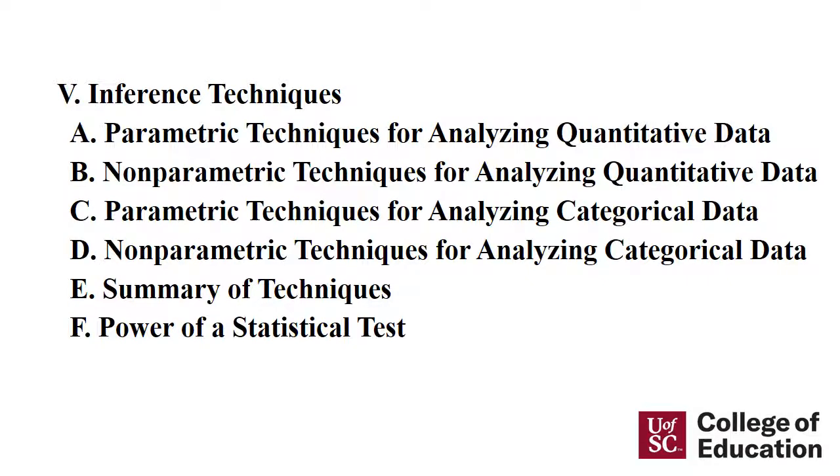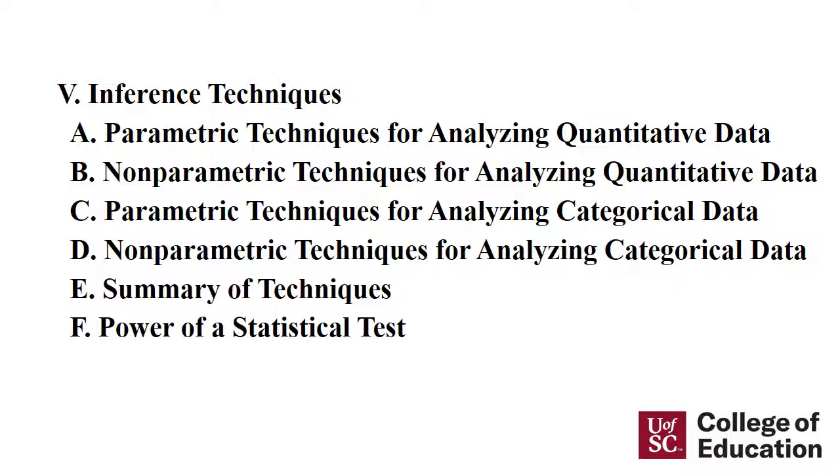C. Parametric techniques for analyzing categorical data. The most common parametric technique for analyzing categorical data is the t-test for differences in proportions. D. Non-parametric techniques for analyzing categorical data. The chi-square test is the non-parametric technique most commonly used to analyze categorical data. The contingency coefficient is a descriptive statistic indicating the degree of relationship between two categorical variables.